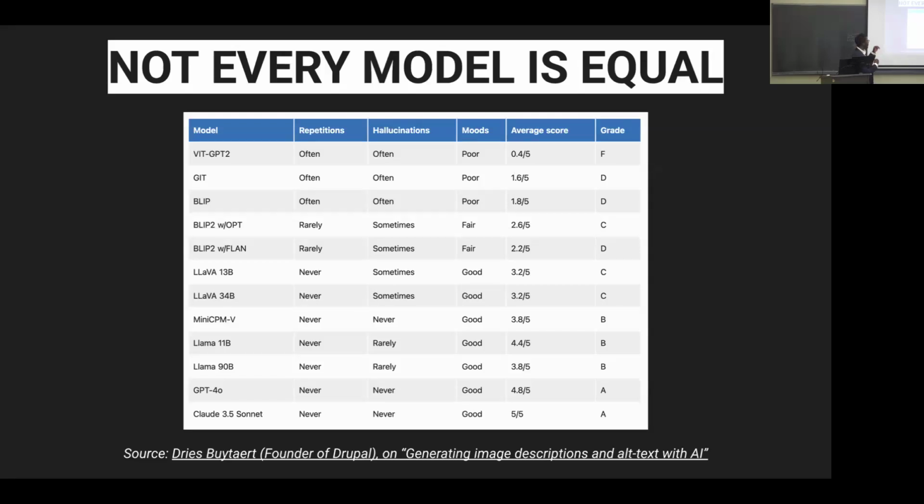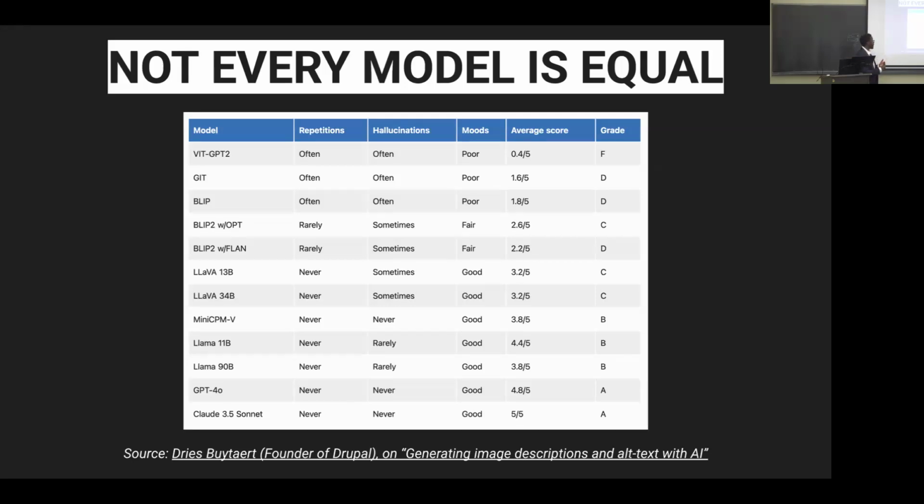He took models like Claude 3.5 Sonnet, Llama, and GIT, and the core finding from this slide is that not every model is created equal. Some are better at creating alt text than others, for the alt text example specifically. And you can extrapolate this to say that some models are just better at certain tasks than others.